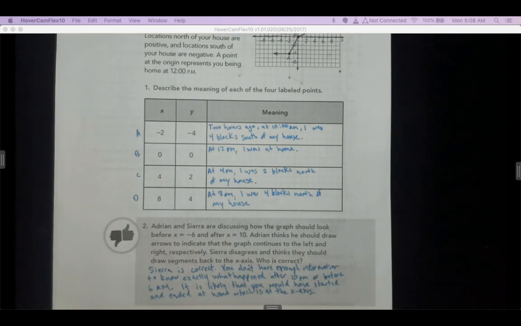Okay. So we're using coordinate planes to graph different things. And so this is an example that it's not always going to be a straight line, and it's not always going to continue, depending on the situation.